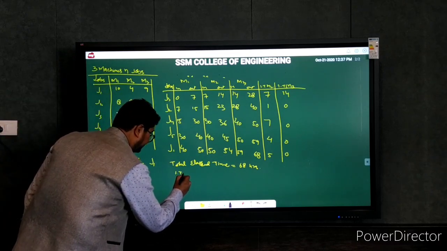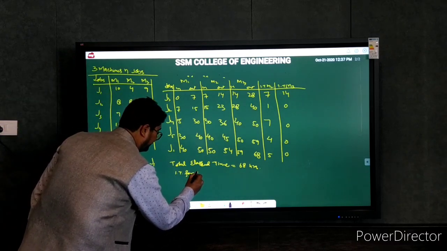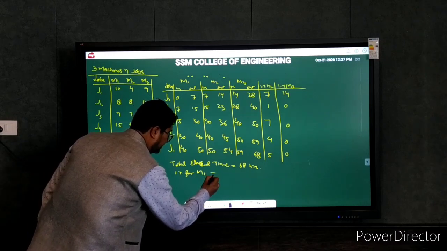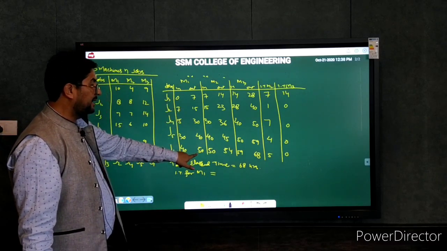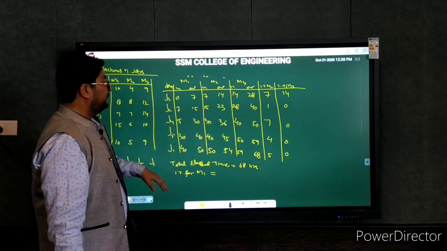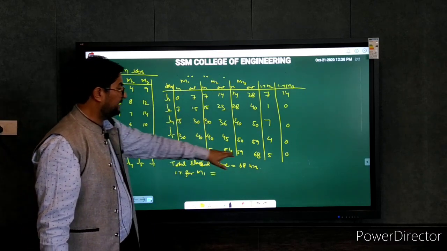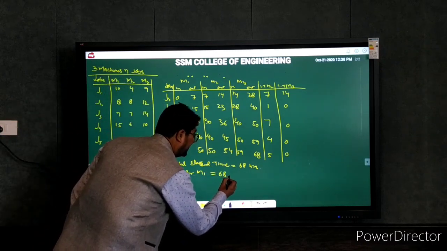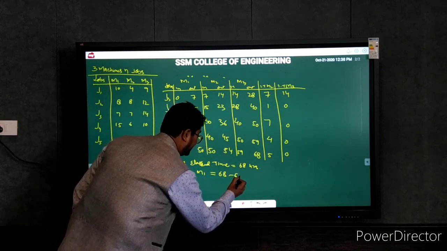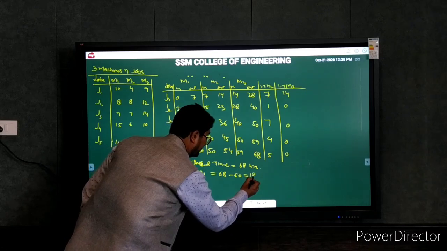Idle time for machine 1. Machine 1 completed all the jobs at 50, but all the jobs were completed by the system at 68. So it will be 68 minus 50, that is 18 hours.